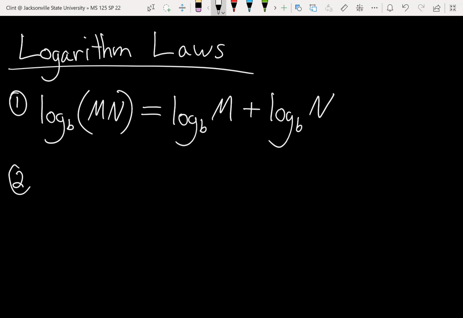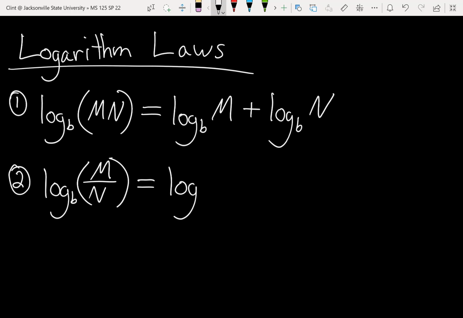Number 2, same idea, but we have division. So we have the log of m over n. We subtract. So that'll be log of m minus log of n.